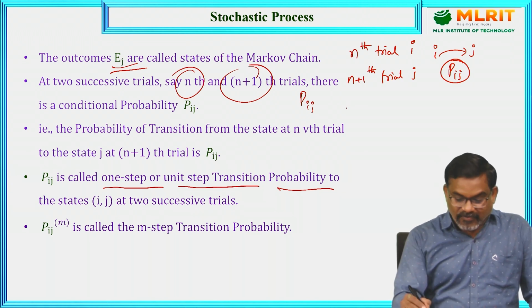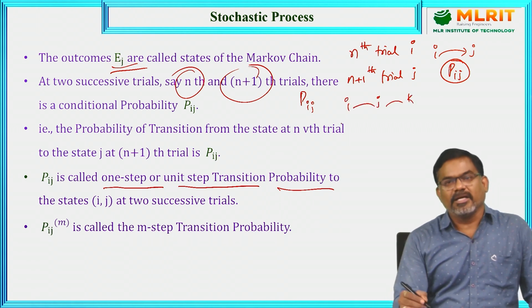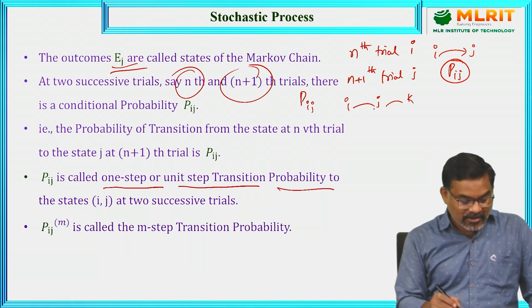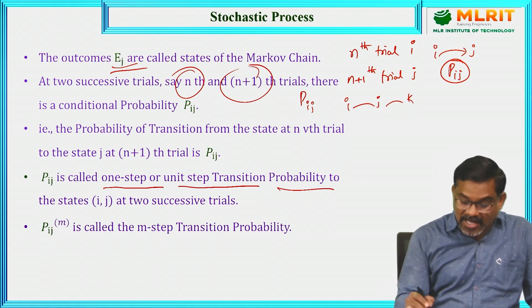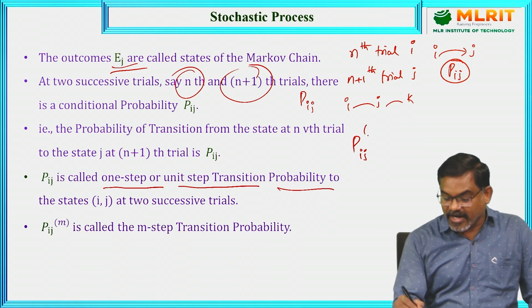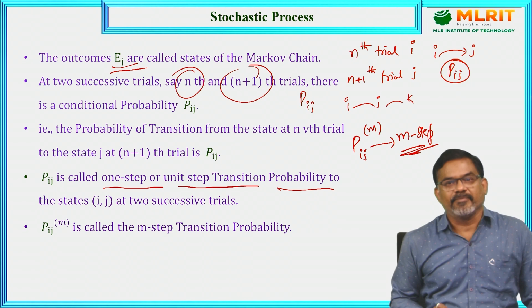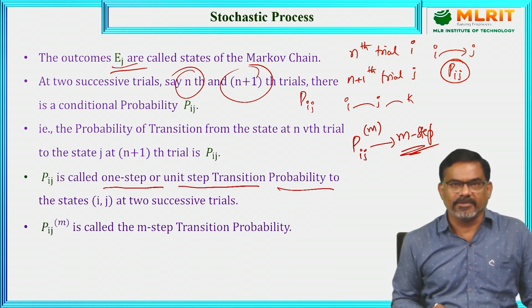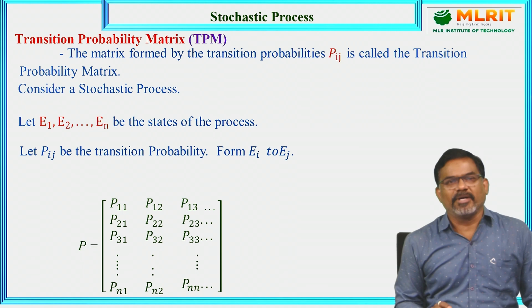Similarly, for example, if we are moving from i to j and then j to k, then it is a two step transition. Similarly, n steps or m steps also we can define. So Pij to the power m is called the m step transition probability. The next topic is the transition probability matrix.